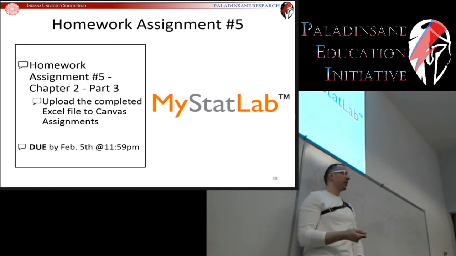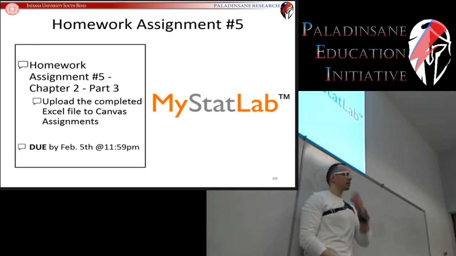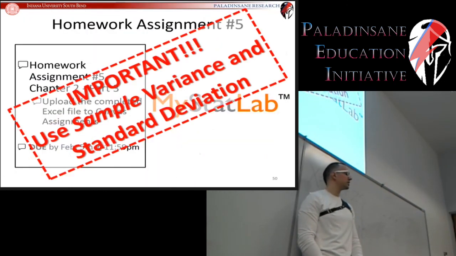It is automatically graded, so you have unlimited attempts to get this correct. So work on it, and then it'll automatically grade each question. It'll tell you what's correct and what you haven't gotten correct yet. And feel free to do it over and over again until you get the grade that you're satisfied with. Importantly, we are going to use sample variance and sample standard deviation for this assignment, so make sure that you're doing that. Everything in the assignment talks about samples, so make sure that you are using the correct formulas for variance and standard deviation.